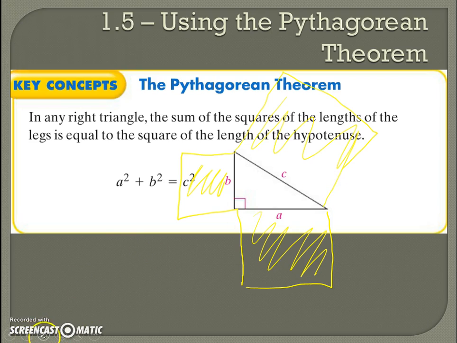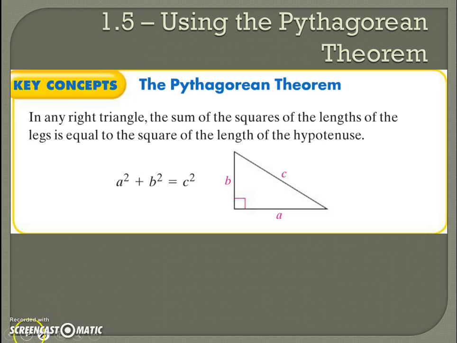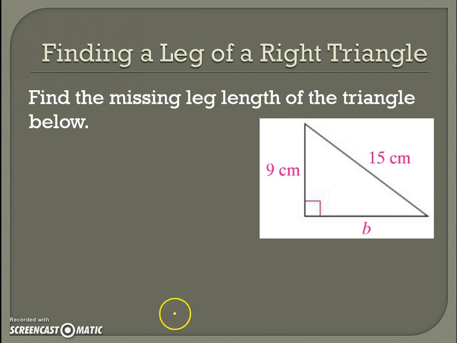It's a very useful theorem. We'll talk about it a few times throughout the year, so this is something that you'll want to make sure you are paying attention to and that you know really well. All right, so our first example problem, you want to copy this down, is how to find the missing leg length of a triangle.